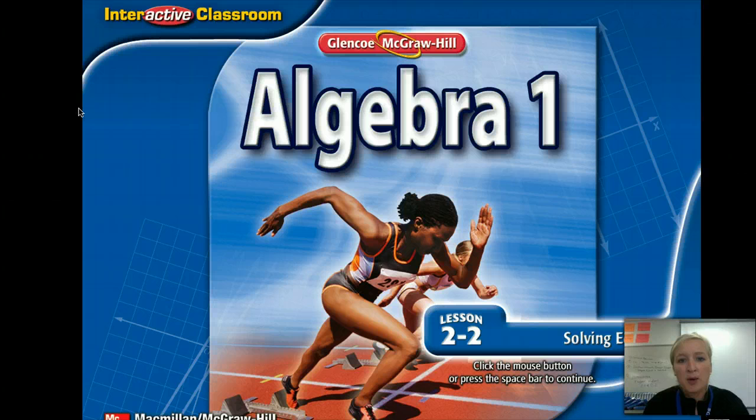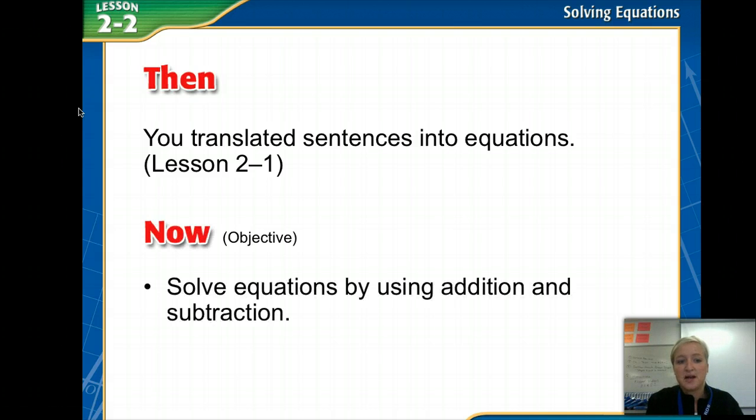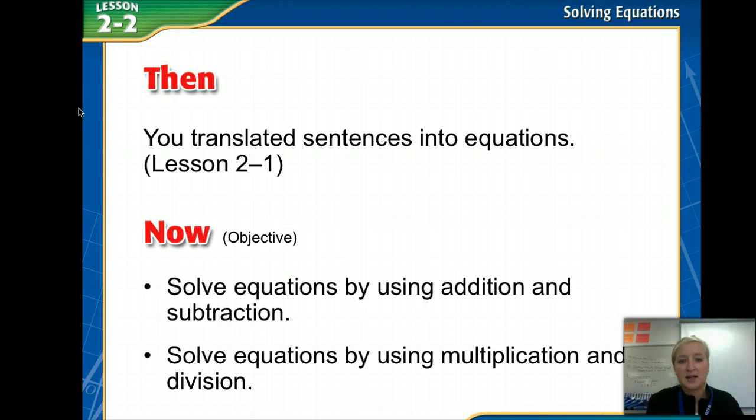All right, hello. We are going to do 2.2 today, which is solving equations. So on the top of your paper, make sure you have the lesson, your name, date, and hour, just like we've been doing for chapter 1. A previous objective that we've covered in 2.1 is to translate sentences into equations. Today's objective, we are going to solve equations by using addition, subtraction, multiplication, and division.